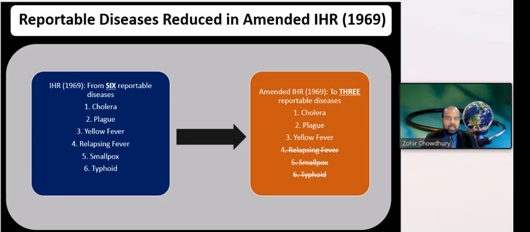Remember that when IHR 69 was first adopted by the World Health Assembly in 1969, 6 diseases were reportable, and they were cholera, plague, yellow fever, relapsing fever, smallpox, and typhoid fever. But by mid-1980s, 3 were dropped: relapsing fever, smallpox because of eradication, and typhoid fever. So only 3 were reportable by mid-1980s. They were cholera, plague, and yellow fever.